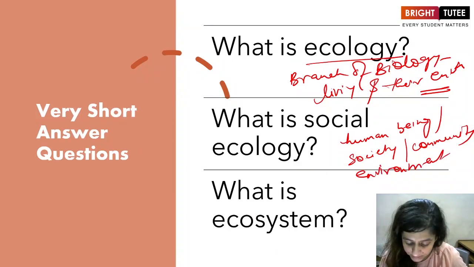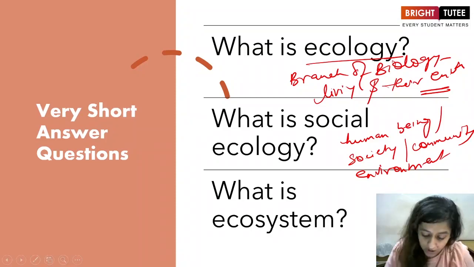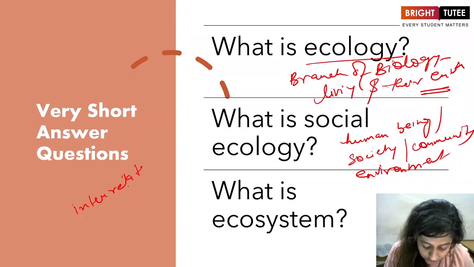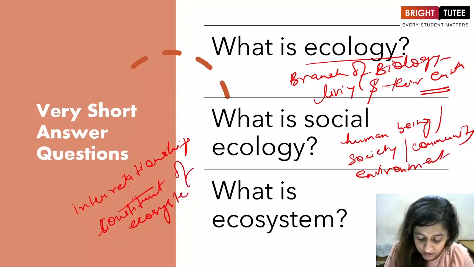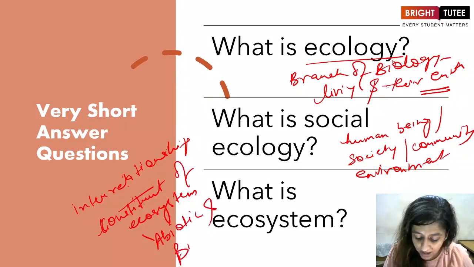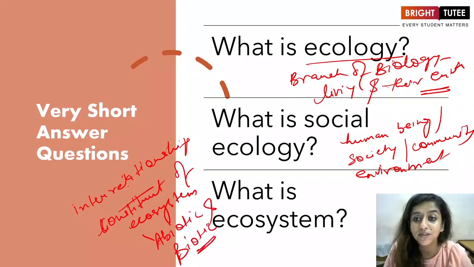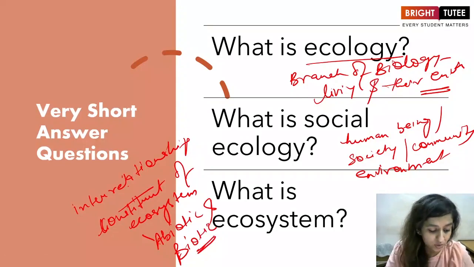Moving on to what is an ecosystem, we have talked recently that in an ecosystem you witness the interrelationship between the living organisms, or rather all the constituents of the ecosystem, majorly the biotic and abiotic components. So this is what an ecosystem is.